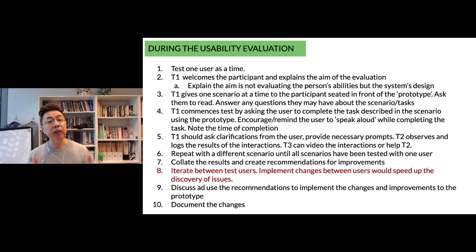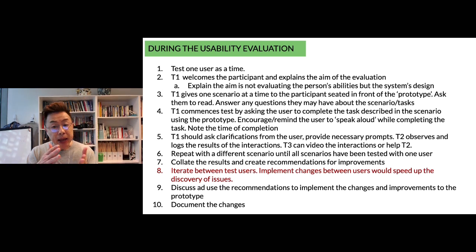That means if after the first user you found that there were a number of tasks that were very badly designed, what you should do is fix them in your prototype before you get number 2 in. Because you know that number 2 will find the same problems.